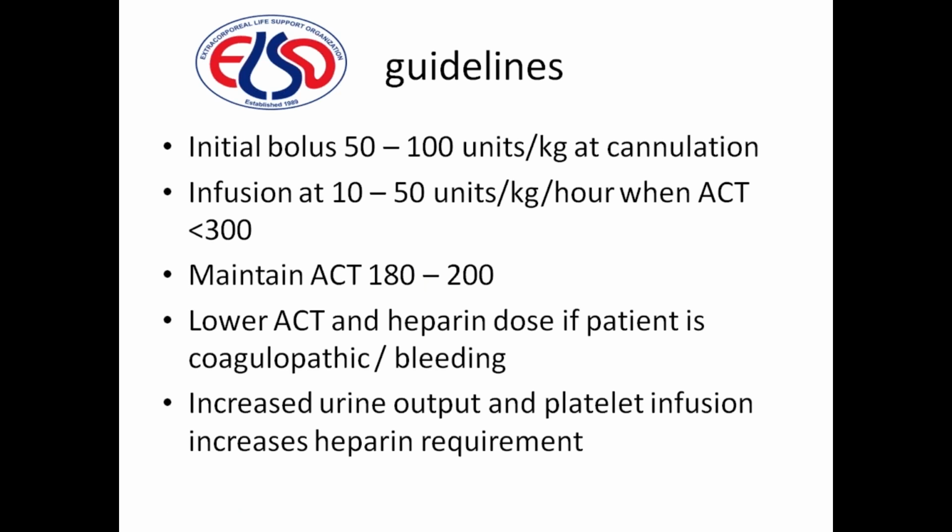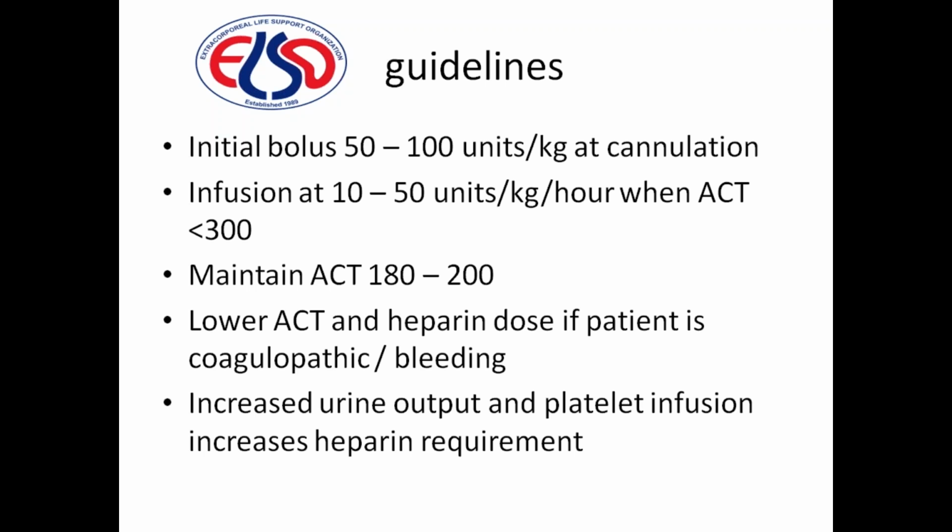What does ELSO give? It has some guidelines. So when the patient goes on ECMO, you give 50 to 100 units per kilo at the time of cannulation. Again, whenever the patient comes to you, first assess his coagulation system. Measure PT, APTT, and then see. So start with 50 to 100 units per kilo at cannulation, and then try to maintain the ACT, which we'll come to. ACT is one way of monitoring the heparin effect. So we'll come to what it is. And we try to maintain the ACT around 180 to 200.